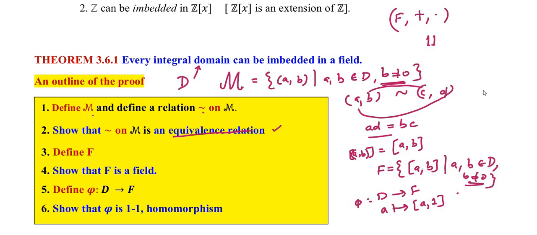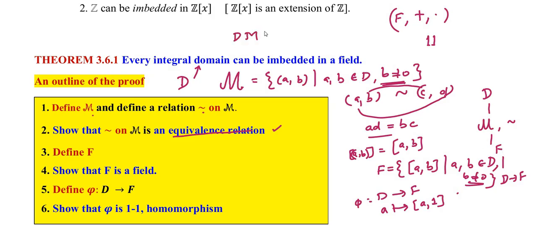So you are having only D. From D you are describing M, and then you define on M an equivalence relation. Then with the help of the equivalence relation, you will have equivalence classes. That collection is denoted as F. Then prove that this F is a field. And then between D and F, define a mapping and show that it is a one-to-one homomorphism. So DMF, that is to be remembered.